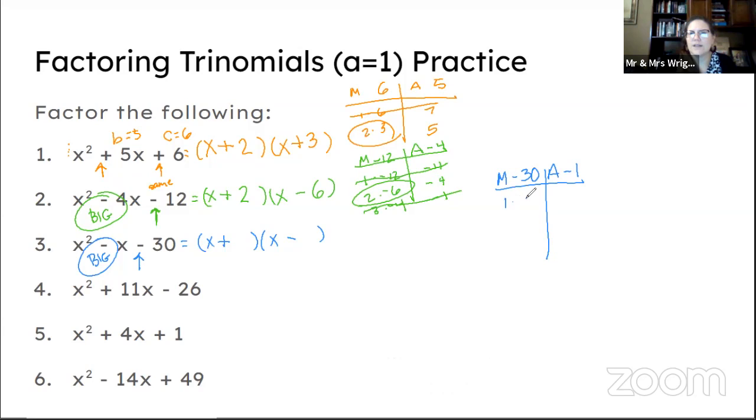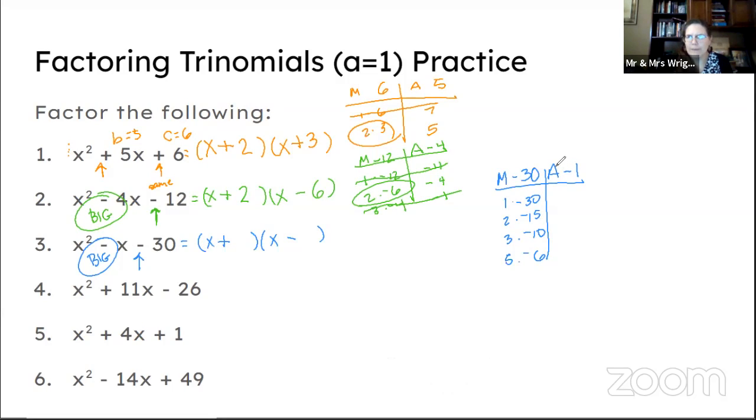30. 1 times 30. 2 times 15. 3 times 10. 4, I don't know if 30 is divisible by 4. It's not going to be divisible by 4, but I'm going to use my calculator just to confirm that. 30 divided by 4 is 7.5, so that's not it. 30 divided by 5 is 6. So 5 times 6. And then when we get back to 6, it's just going to repeat. So we're done. And remember, our bigger value is negative, so all these are the negatives.